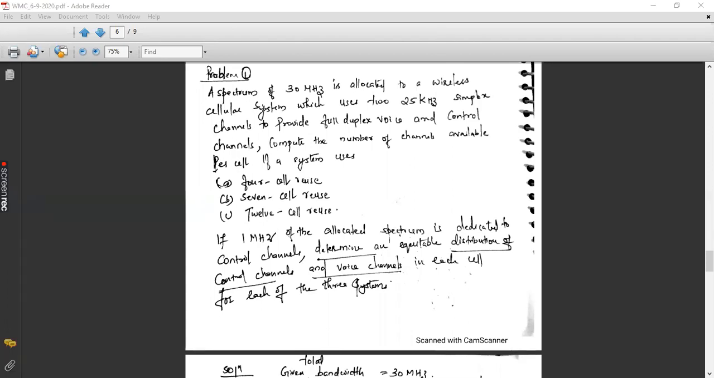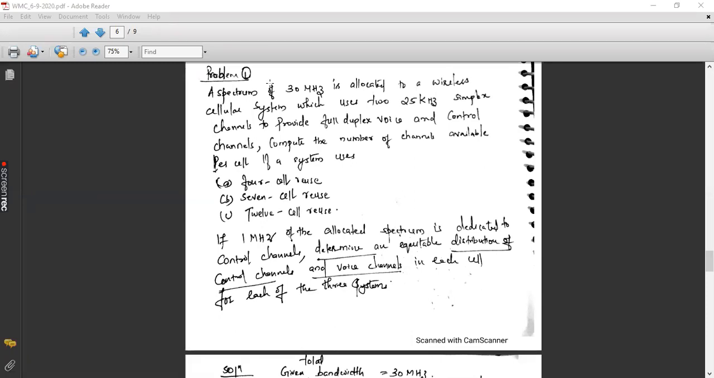And the condition that is being given here is, out of the available spectrum of 30 megahertz, 1 megahertz spectrum is dedicated for the control channel. So we have the provision of voice channels only in the remaining 29 megahertz. I repeat, out of 30 megahertz, 1 megahertz is only allocated for the control channel, and the remaining 29 megahertz will be allocated to the voice channels. And we need to distribute these control channels and voice channels appropriately to each cell in the entire cellular system or the entire cluster.